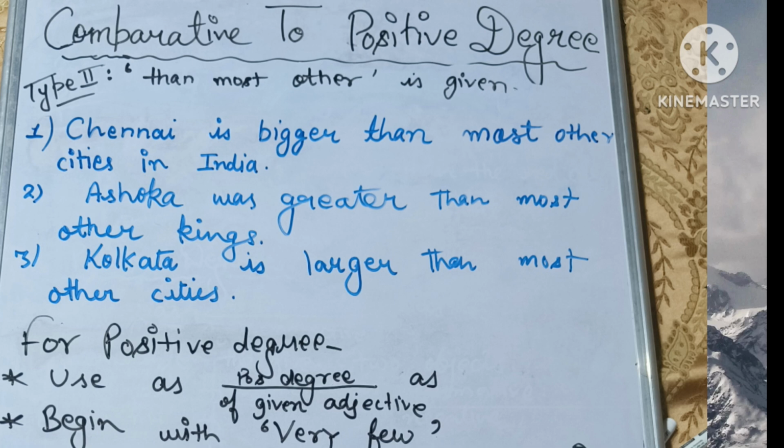Now here the rule number 1 is you have to remove bigger than most other, greater than most other, larger than most other. That means you have to remove from the sentences the comparative degree till "other". So these structures should be removed, and you have to bring as big as, as great as, as large as. Understood? The rule number 1 is the same, but we have to remove entirely bigger than most other. These 4 words will be removed from the sentences.